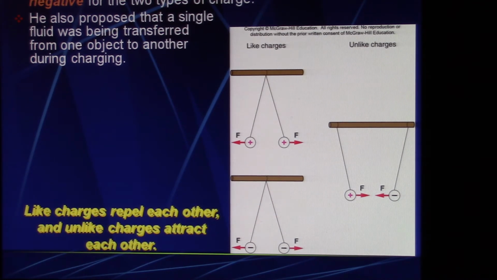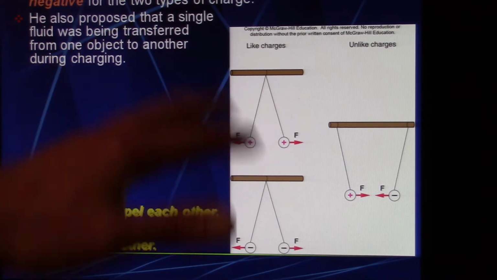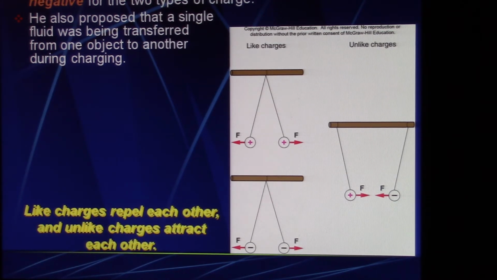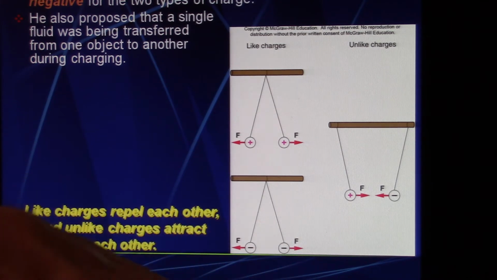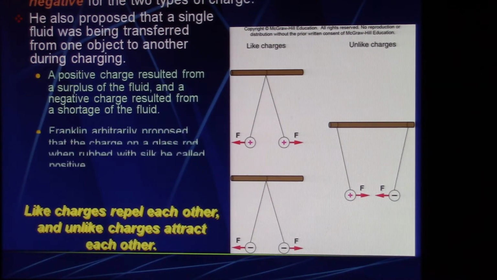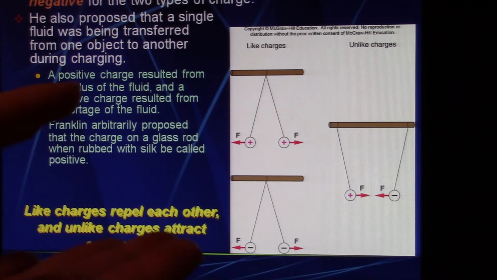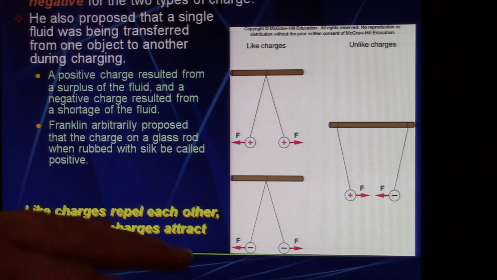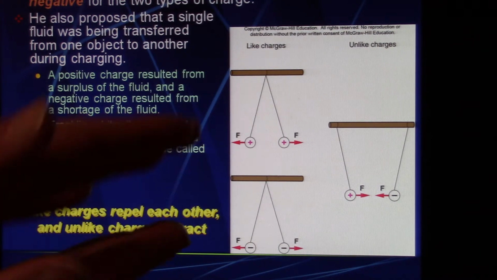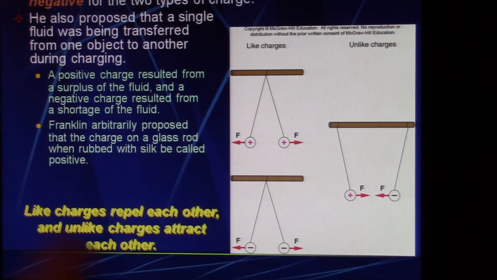And then when he described it at the time, of course, this was early on, he described it as some objects having a fluid transferred to them, and other objects having a fluid taken away. Well, now we know it's electrons. Electrons can be taken off the surface of one substance and placed on the surface of another, and then you'll have a positive or a negative charge.